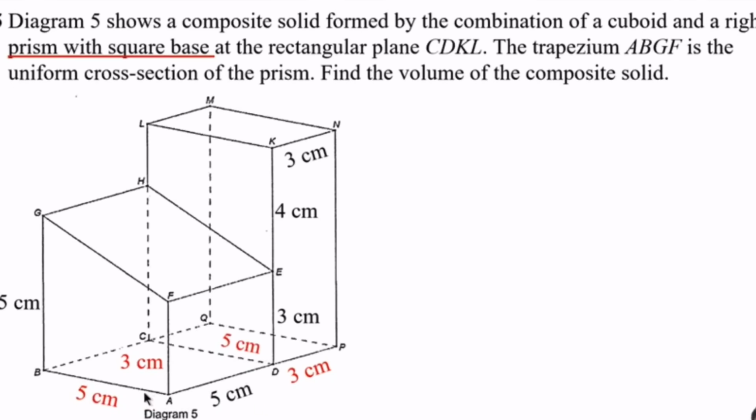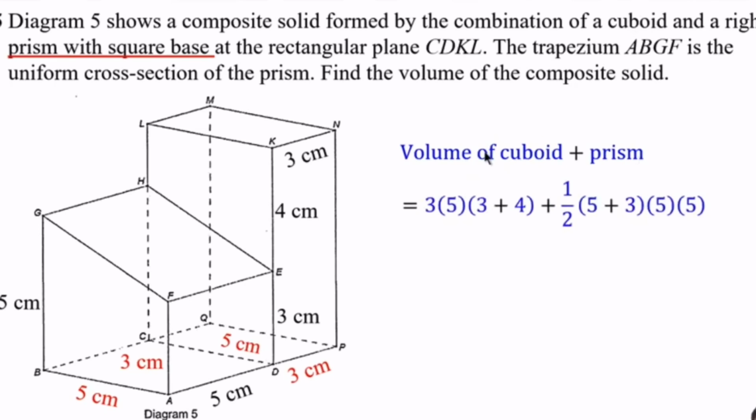Okay, the square base, they have given you all the measurement 5 centimeter. So it's a square, so it should be equal length. You're asked to find the volume of the composite solid. Composite means combined. So volume of the cuboid plus volume of the prism. Okay, for the cuboid, the length is 3 plus 4, and the width is 5. So we will take 3 times the 5 times the height, which is 3 plus 4.